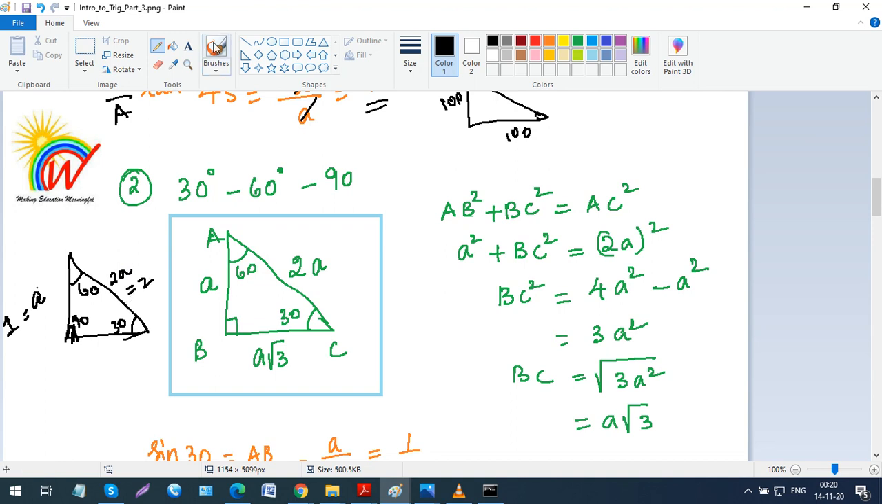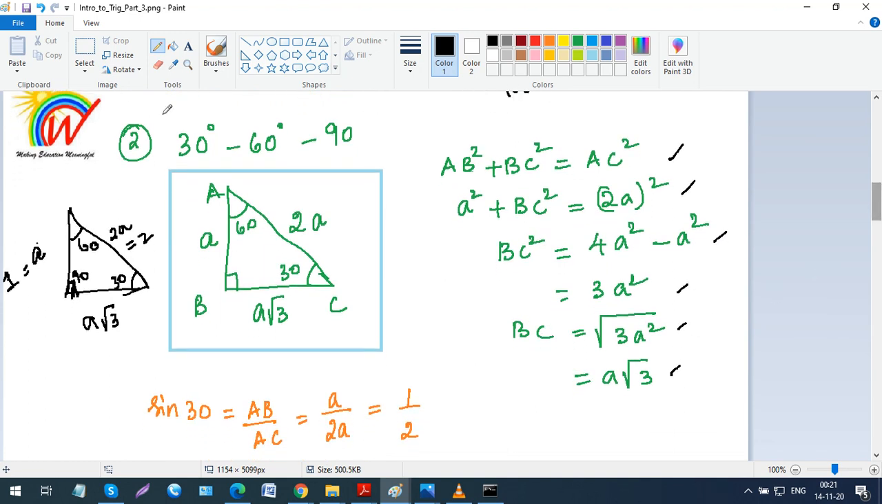Understood? If A is 4, then the side over here will be 2 into 4, 8. So the side opposite 30 will be considered as a single number, the one opposite 90 is double of that, and the one opposite 60 is A root 3. You can find it using the Pythagorean theorem. Here is the calculation, you can just go over this. It's the same Pythagorean theorem which we have been doing again and again. So you get the side opposite 60 as A root 3.